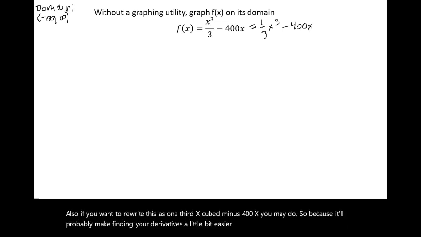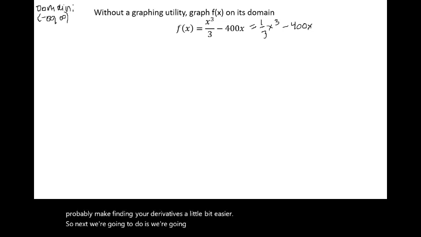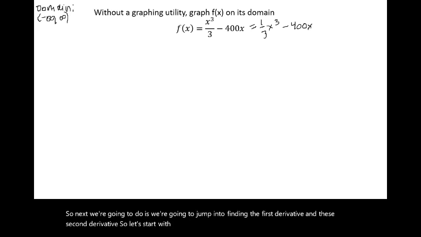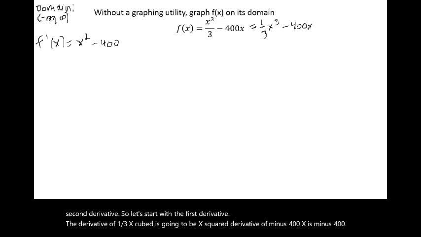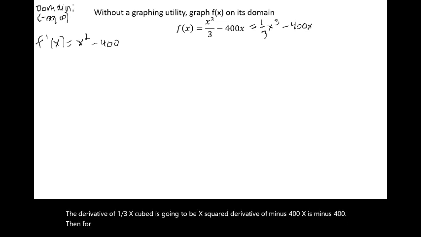So next we're going to jump into finding the first derivative and the second derivative. So let's start with the first derivative. The derivative of 1/3 x cubed is going to be x squared. The derivative of minus 400x is minus 400. Then for the second derivative, you are going to take the derivative of the derivative. So the second derivative is going to be 2x.